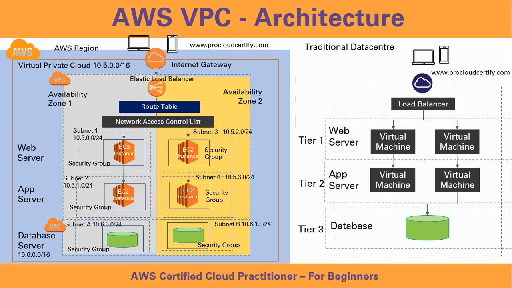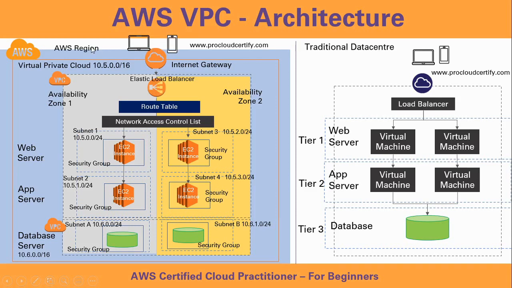In this diagram, you can see the difference between designing our application in the AWS Virtual Private Cloud versus designing the same three-tier application within our traditional data center. To design our three-tier application within the AWS Virtual Private Cloud, we first start off with the AWS region. Depending upon the kind of application that we have, we would select the region that supports the features and services that meets the requirements of the application.